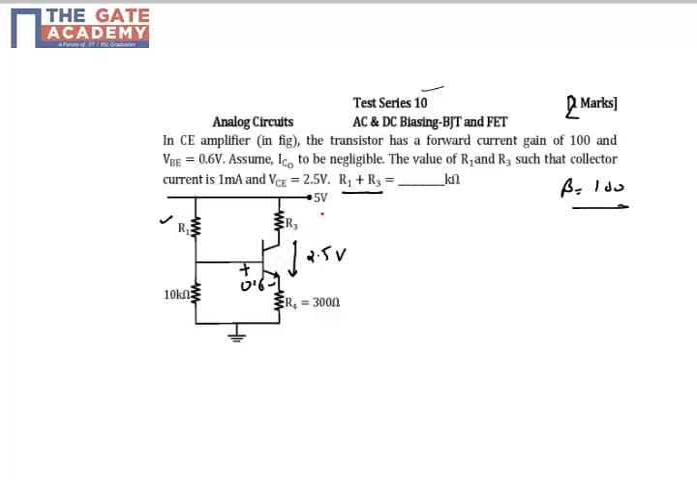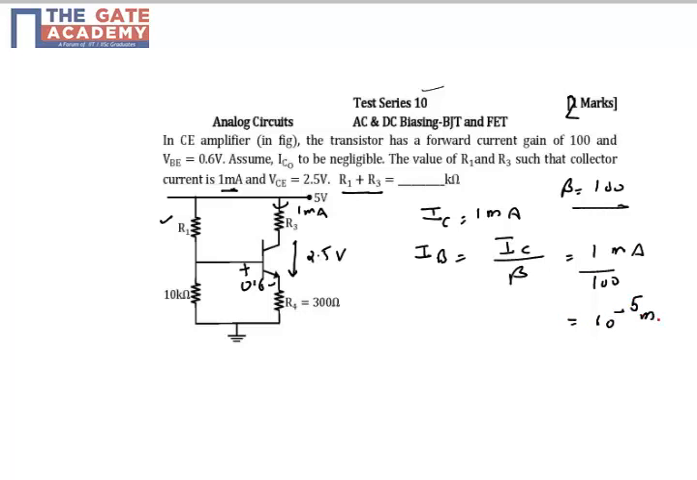Okay friend, the question says that the collector current IC is 1 milliampere. So IC is given to us as 1 milliampere. Friends, we know that IB is nothing but IC by beta. So it is 1 milliampere upon 100, which is 10 raised to the power minus 5 milliampere. That is your IB.